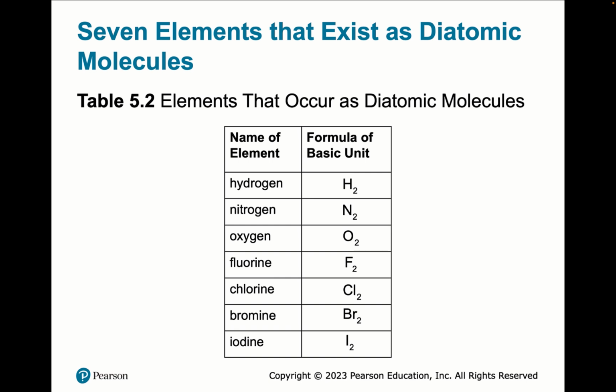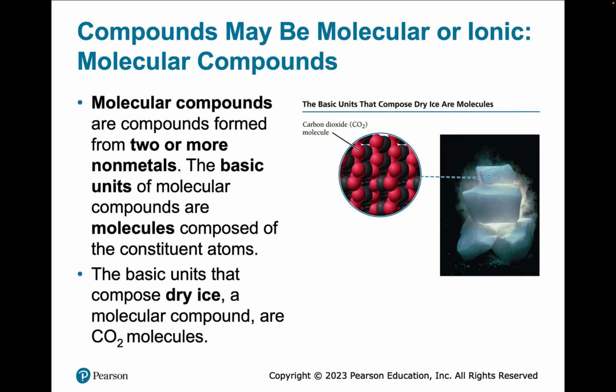So here are some elements that are diatomic molecules. You can see the simple nonmetals, all the halogens and oxygen, nitrogen, and hydrogen, for instance. Diatomic, di means two, so diatomic means two-atom molecules. In a molecular compound, we have two or more nonmetals. Carbon dioxide, for instance, has the two nonmetals carbon and oxygen, in a ratio of 1 carbon to 2 oxygens. And dry ice, if you've played with it, is solid carbon dioxide.